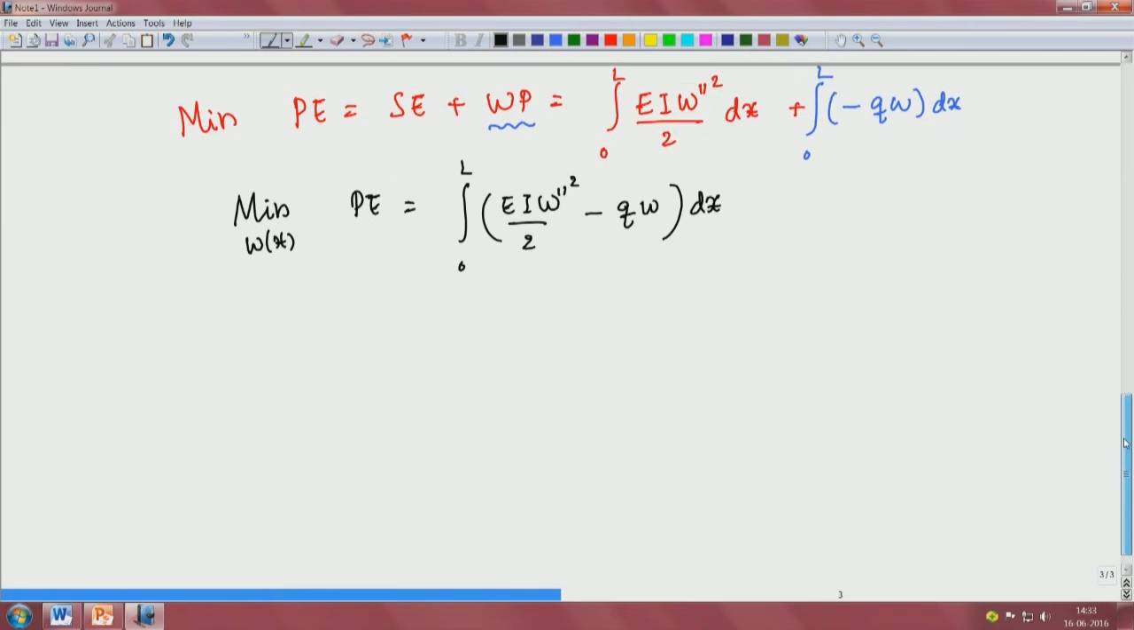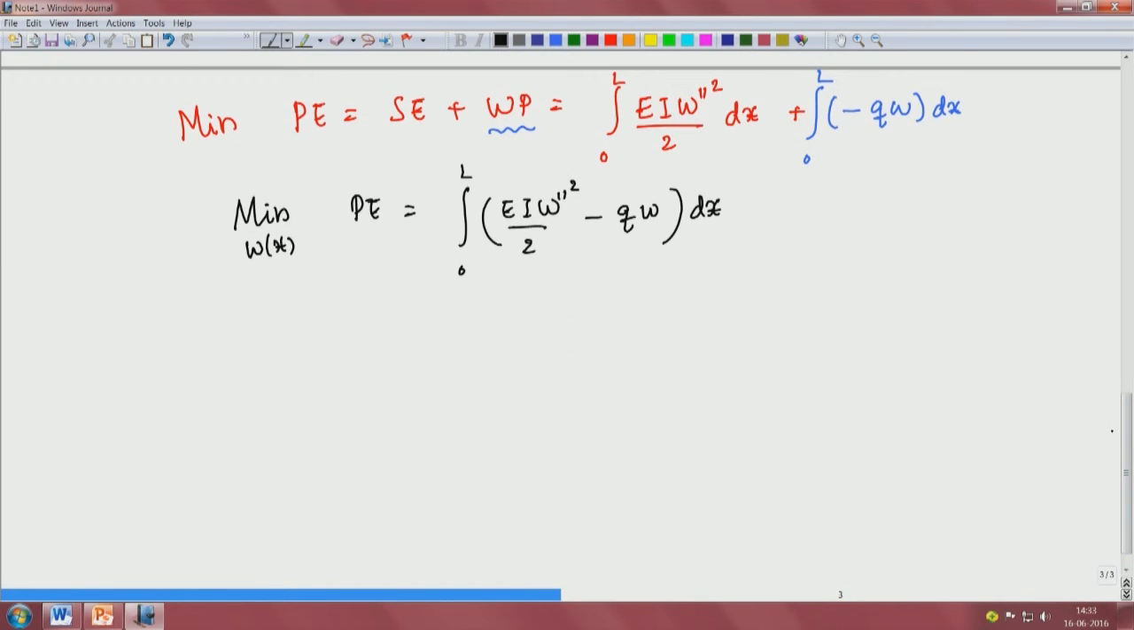Now, we have a calculus of variations problem, or rather minimization of potential energy, that is the principle. So, here what do we do? The first thing we do is take the variation of potential energy, that is our functional here, with respect to W, equated to 0. If we do that, what we get is integral 0 to L, I want to take the variation.